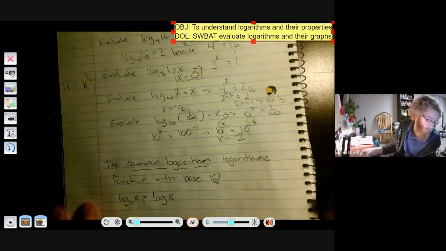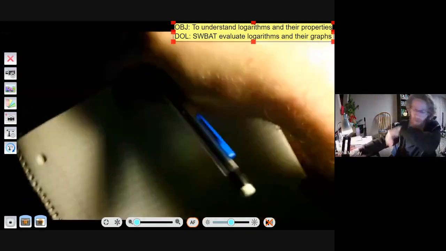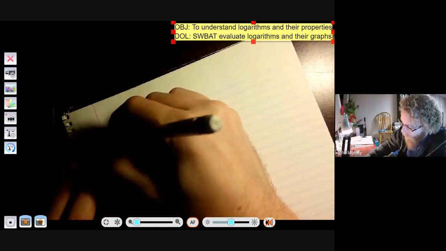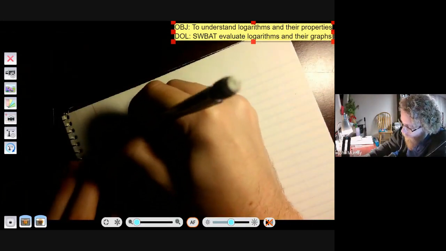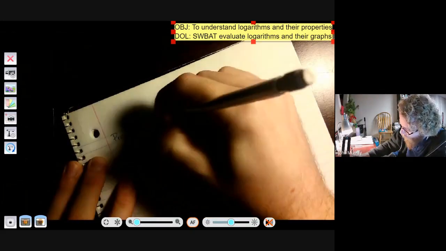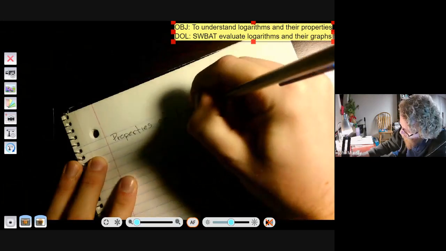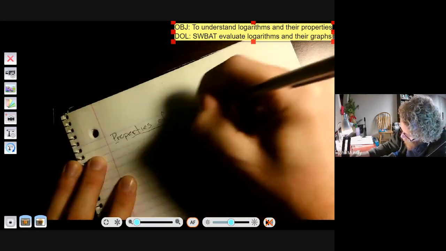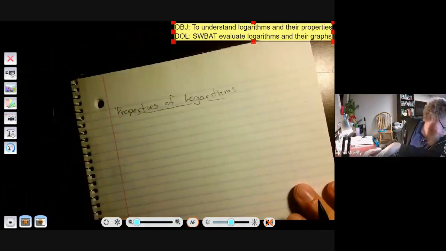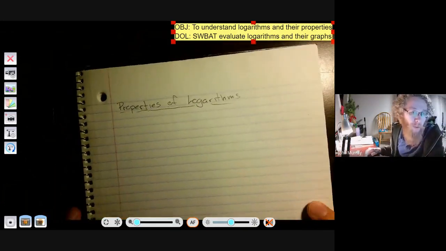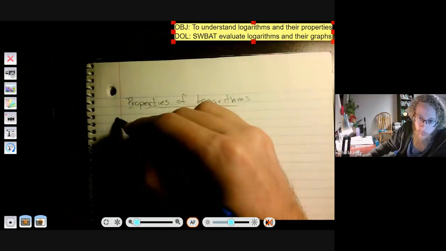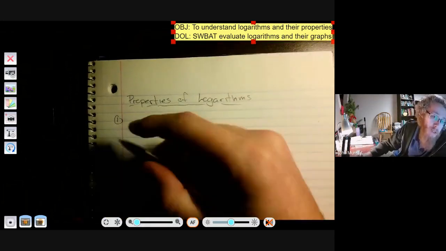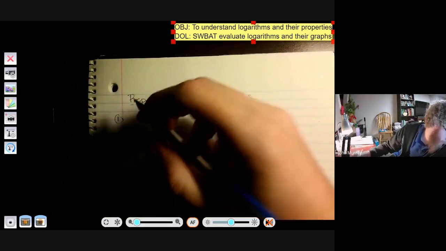The last thing I'm going to leave you with today is a few rules, some basic properties. These are true about any logarithm. I'm just going to use base a, because it doesn't matter.